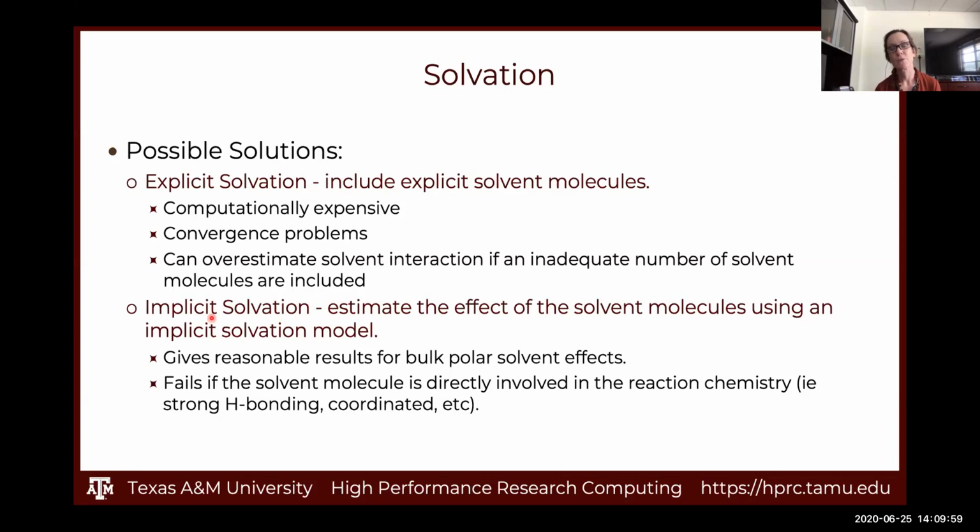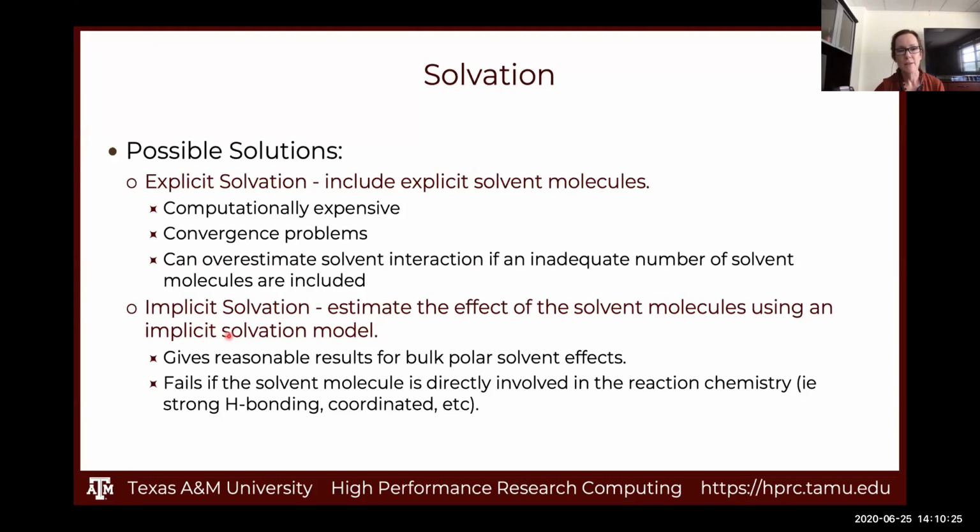So if you do include them explicitly, usually you're only including a very small number of them, 1, 2, 3, and that results in an overestimation of the solvent-solute interaction because you only have a couple of solvent molecules. That's the major drawback of only including 1 or 2 explicit solvent molecules.